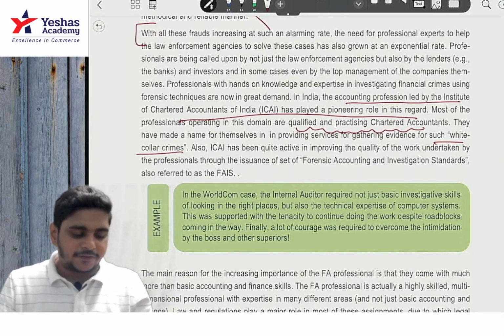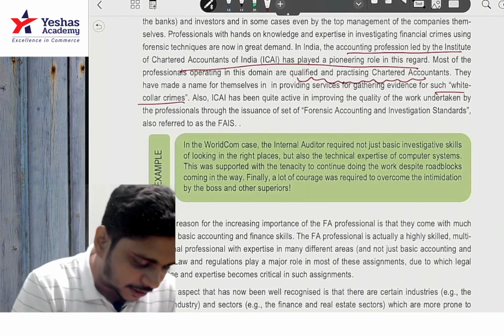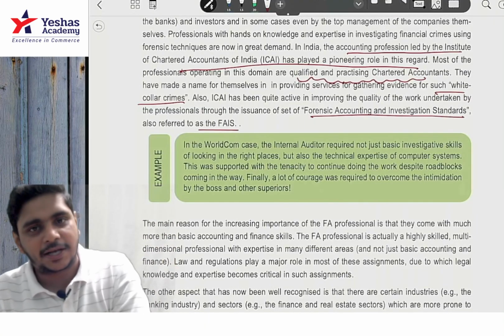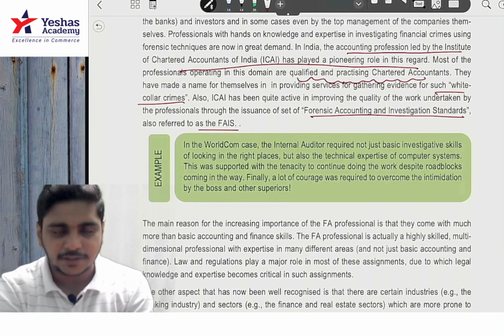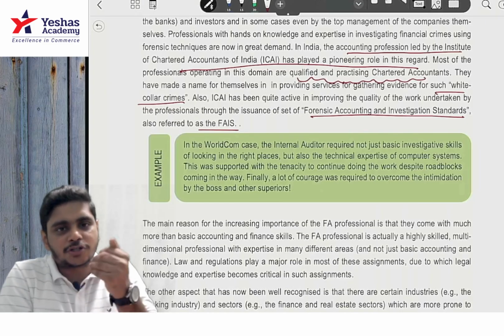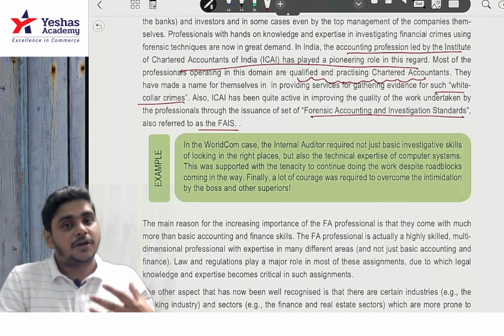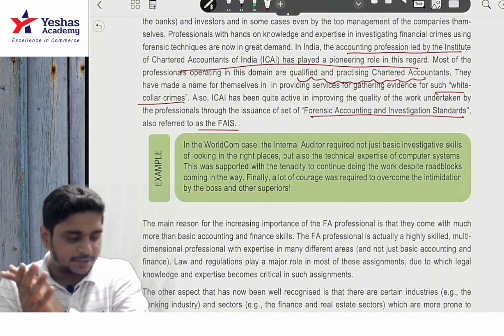ICAI has been quite active in improving the quality of work undertaken by these professionals through the issuance of a set of what? FAIS. What are FAIS? Forensic Accounting and Investigation Standards. Like we have standards on auditing, we have accounting standards, we have Indian accounting standards, we have standards on assurance engagement, we have forensic accounting and investigation standards. It is there in our syllabus.